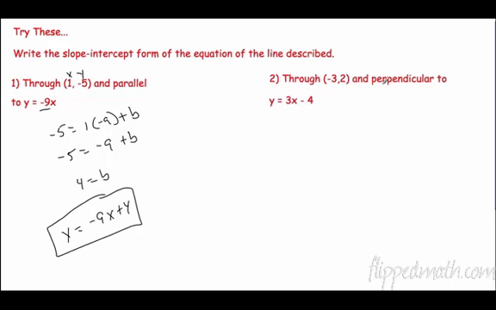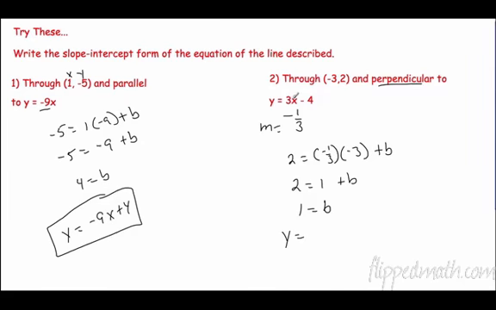All right? So this one's perpendicular. That means it's not going to be 3, it's going to be -1/3 as our slope. So y equals m, -1/3 times x, -3, plus b. 1/3 of 3 is just 1, so 2 equals 1 plus b. Subtract 1, 1 equals b. So y equals, now am I using the 3? No, I'm using the -1/3, so y equals -1/3 x plus 1. Okay? So there you have it.